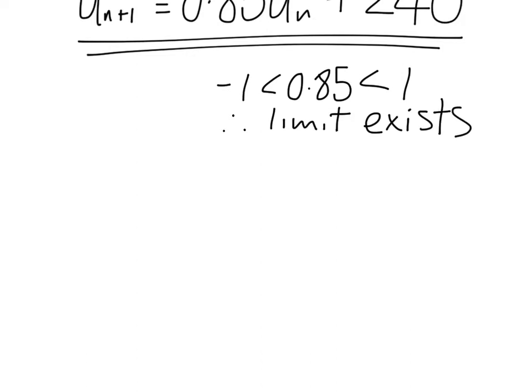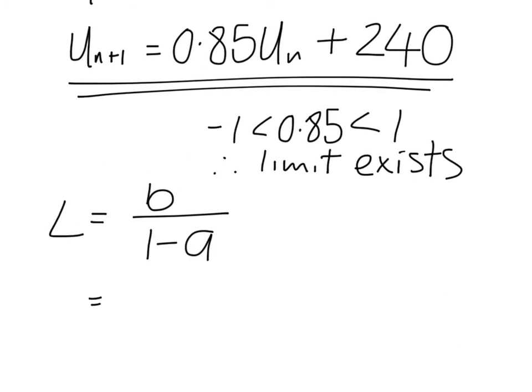So since the limit exists, we can then calculate the limit to find out what happens in the long term. So writing down a limit formula, L equals B divided by 1 minus A. So B, as we know, is 240 and A is 0.85. So that's 240 divided by 1 minus 0.85.